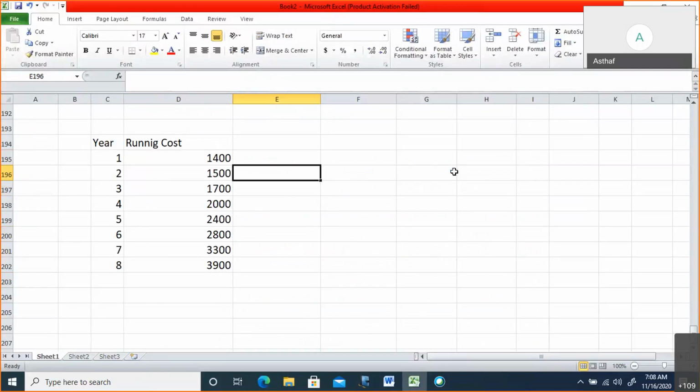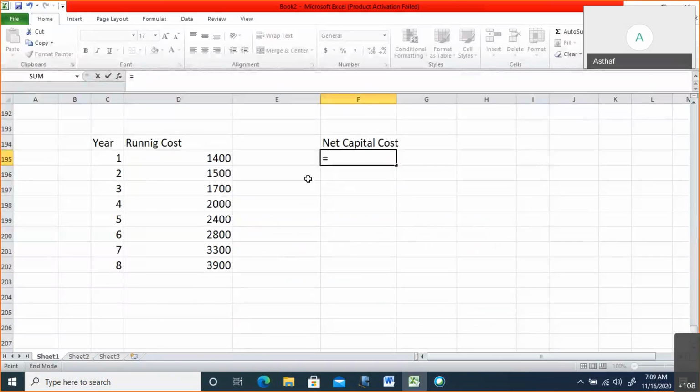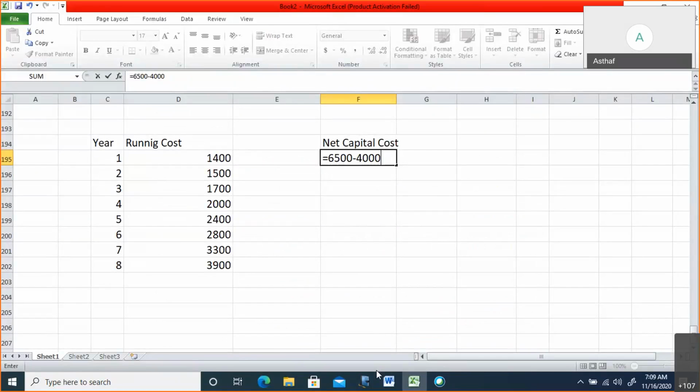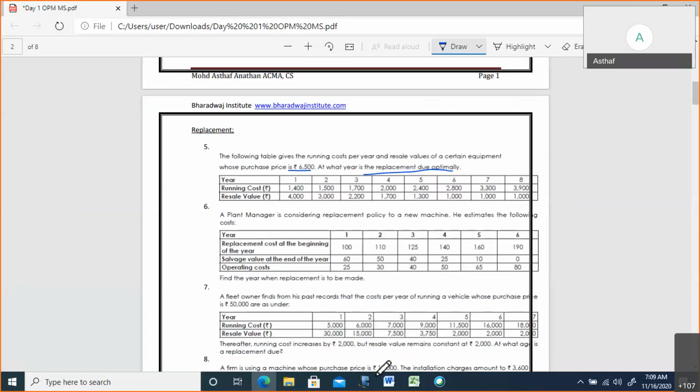Now how will we find out? See, for the benefit of everyone, I will tell once again the concept very fast. In a replacement decision, we are finding out the total cost. So in total cost, there are two costs. First one is net capital cost. What is meant by net capital cost? Otherwise, we can call it depreciation. You purchase for 6,500. When you are selling, you will get only 4,000. You purchased for 6,500, but when you are selling, you are getting only 4,000. That means the balance is your loss. So what is the loss? 2,500.